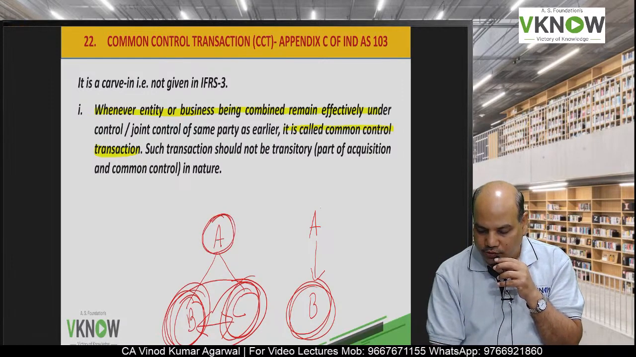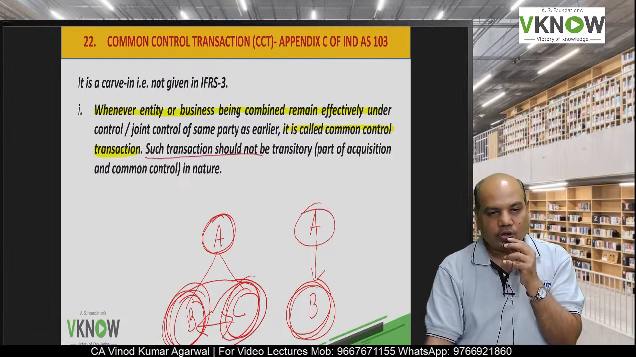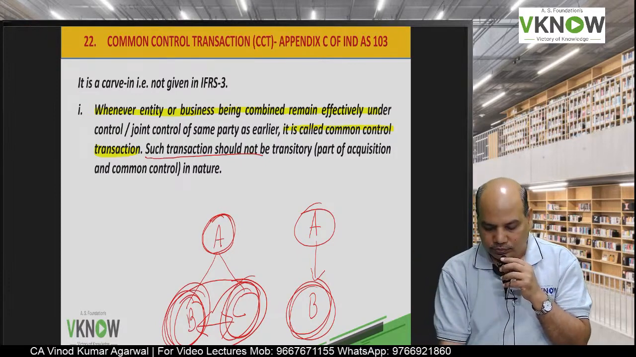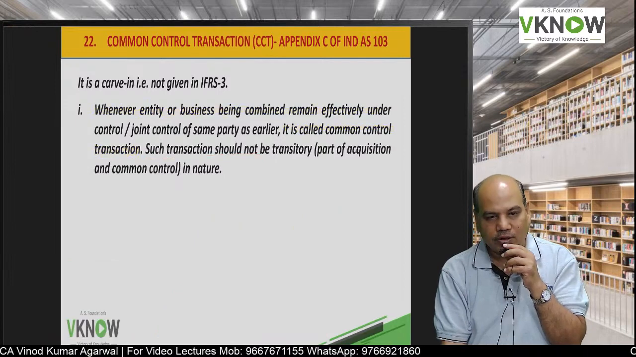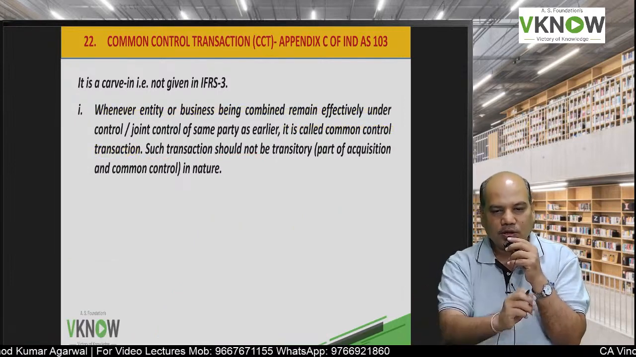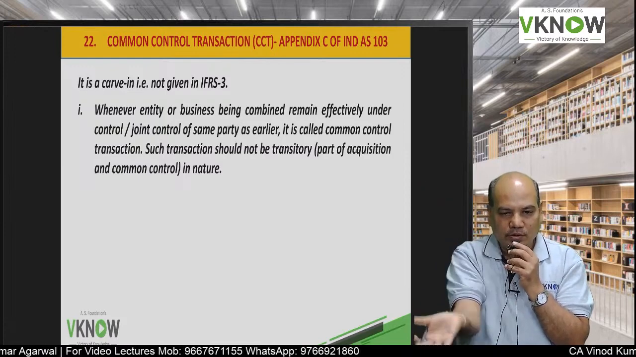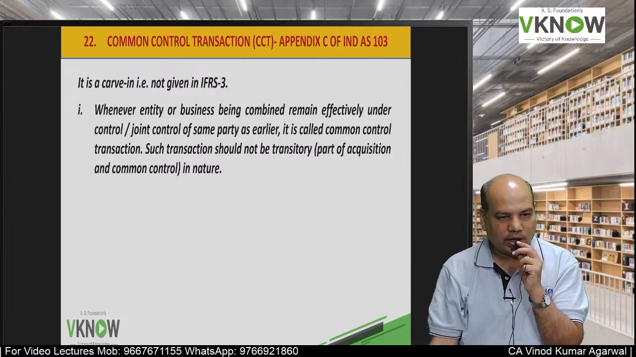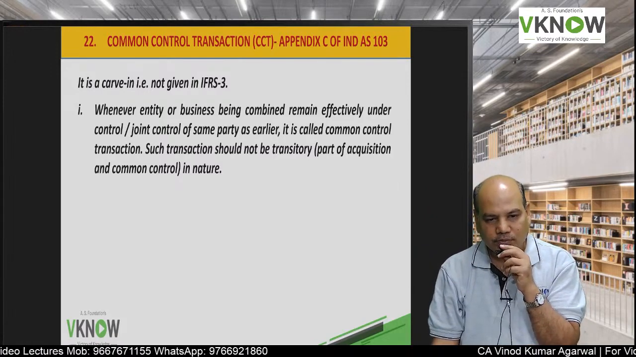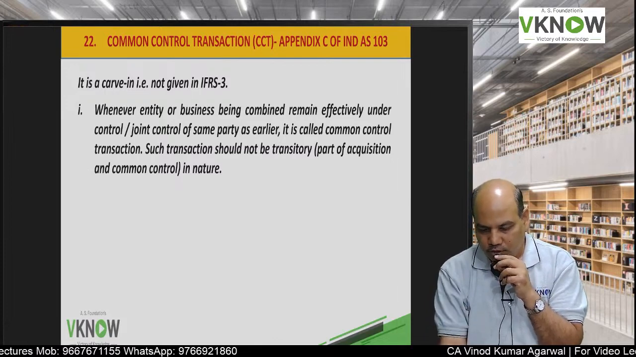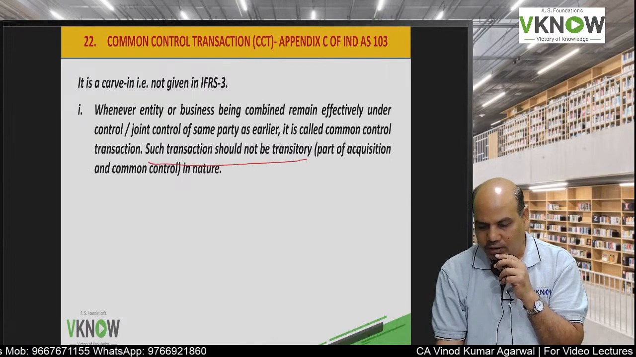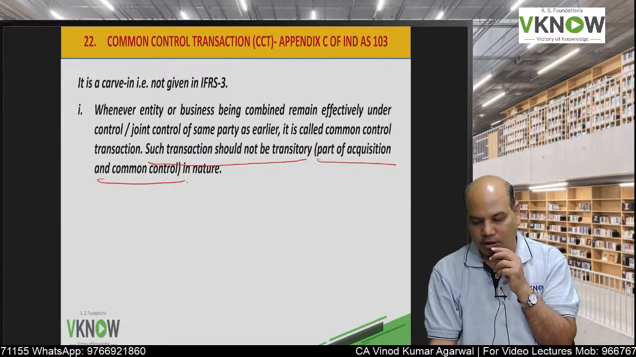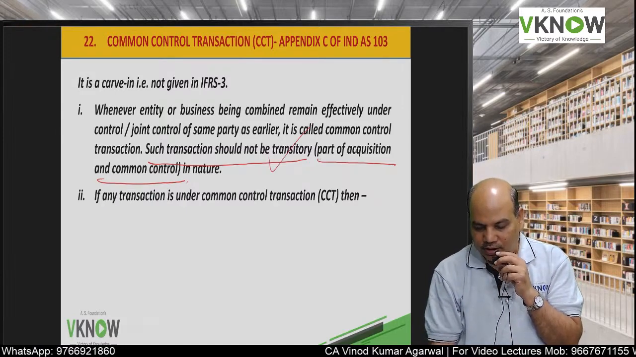Since the control has not changed, the accounting system is also designed in such a manner that you cannot have a major effect on the balance sheet. Otherwise, by doing all such transactions, you would be able to increase the net worth of your company and the market value, and you could make fools of the investors. So such transactions should not be transitory. Transitory means it should not be a part of acquisition and common control in nature. This I will explain later.